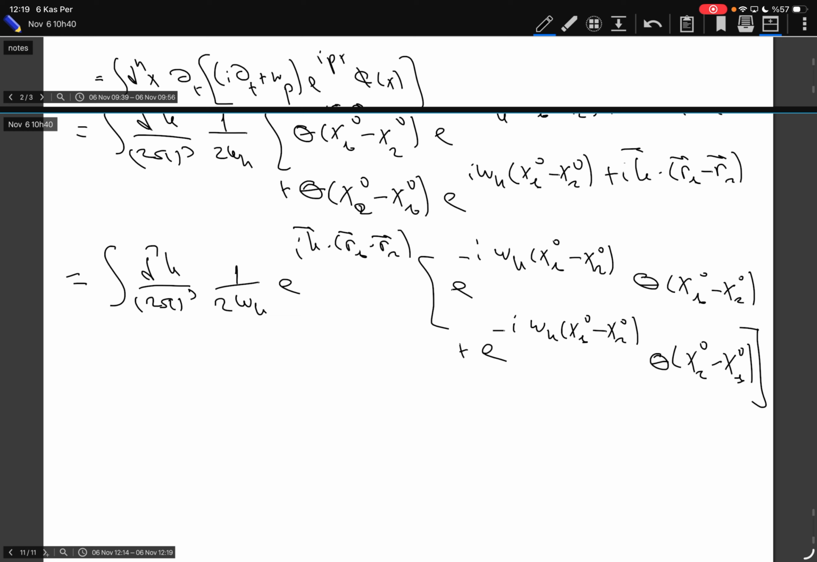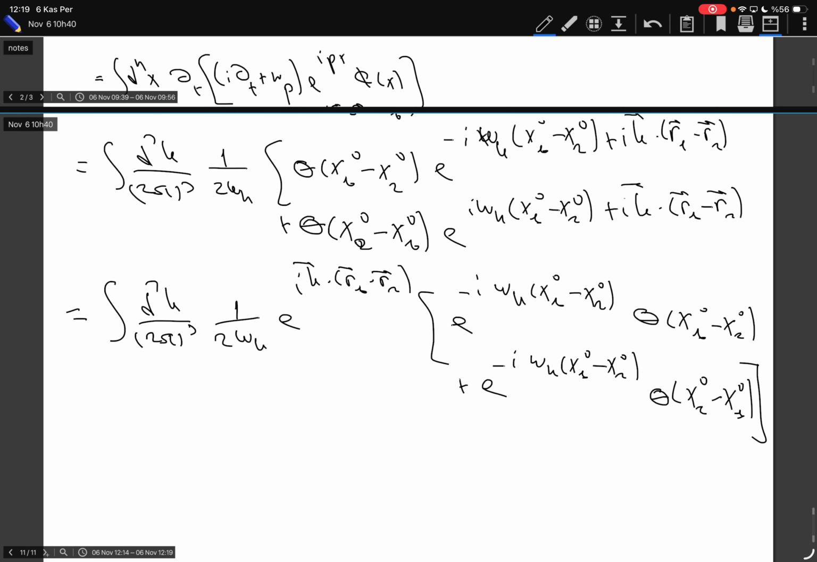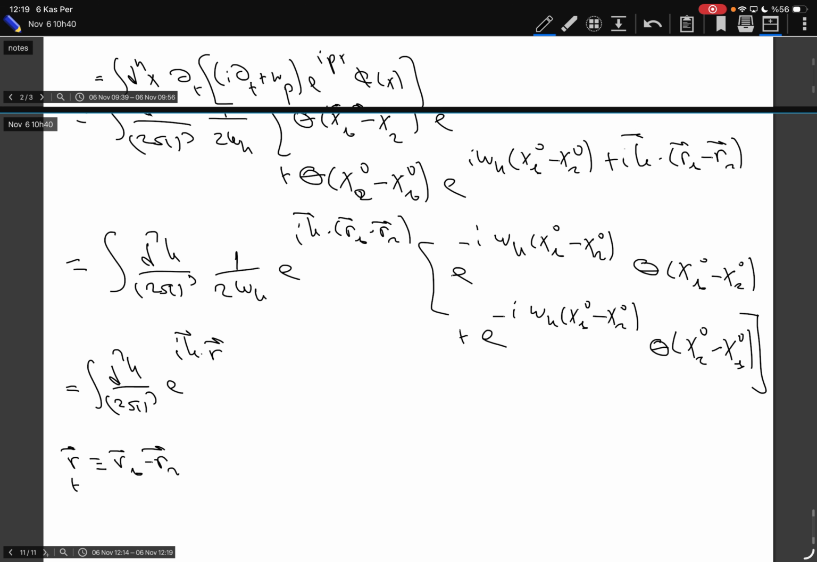Now let me even write that slightly differently. Let me just use r and t. R will be r1 minus r2. T will be x1 0 minus x2 0, just a shorthand notation.